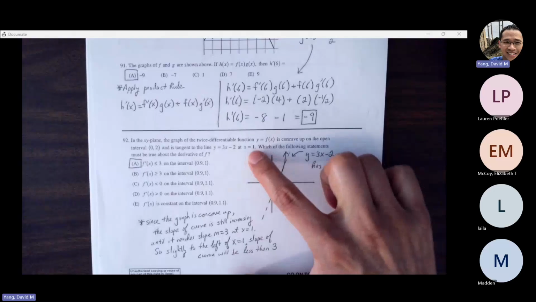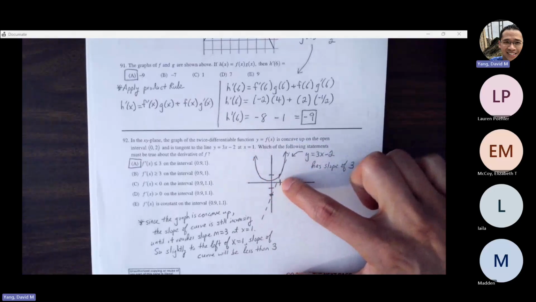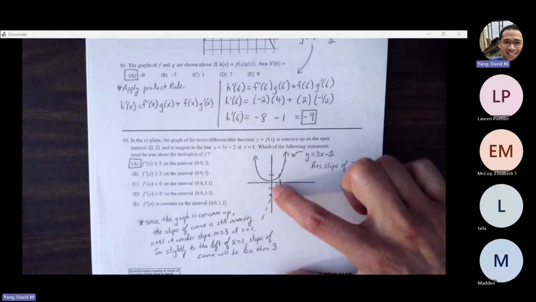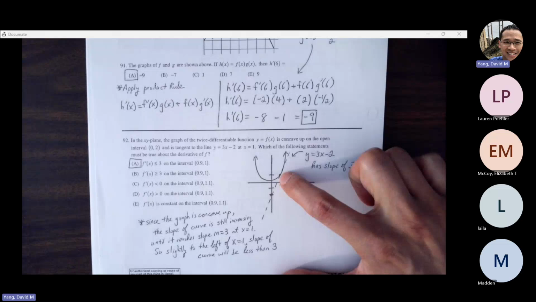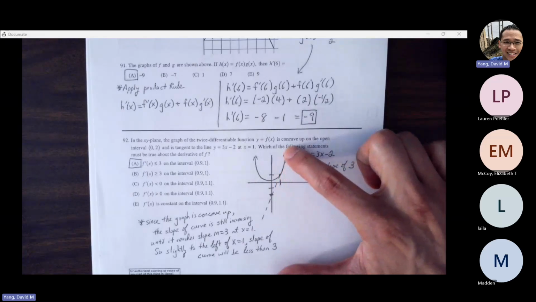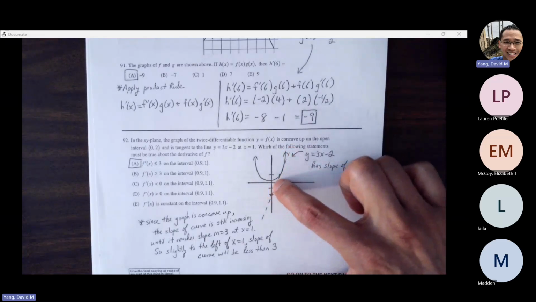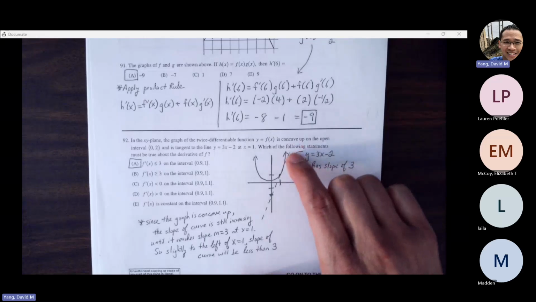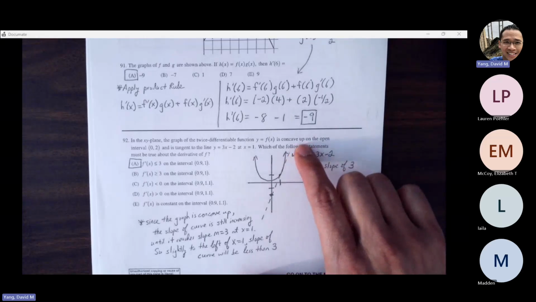Now we know that there's a tangent to the graph at 1, which is 3x minus 2. So we know that this graph is experiencing a slope of 3. If this graph is experiencing a slope of 3, then anything to the right will have to be greater than the slope of 3. Anything to the left will be less than slope of 3 because our graph is maintaining that concave up.